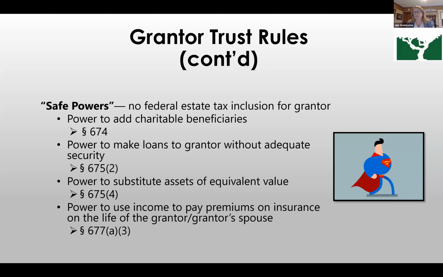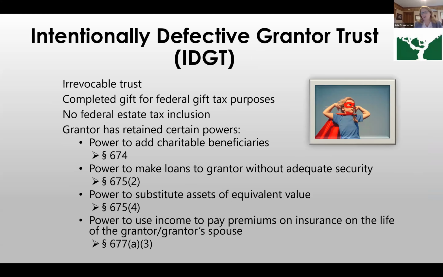So it shouldn't go in a trust that is for if I'm worried about paying nursing home costs. Power to use income to pay premiums on insurance. These are it. So these create what we call an intentionally defective grantor trust.